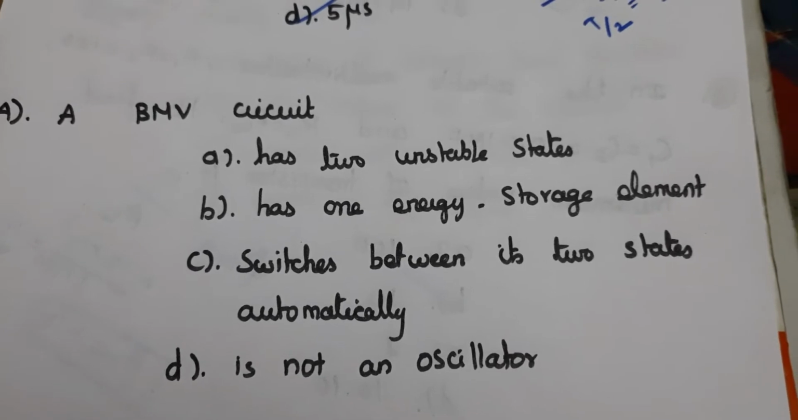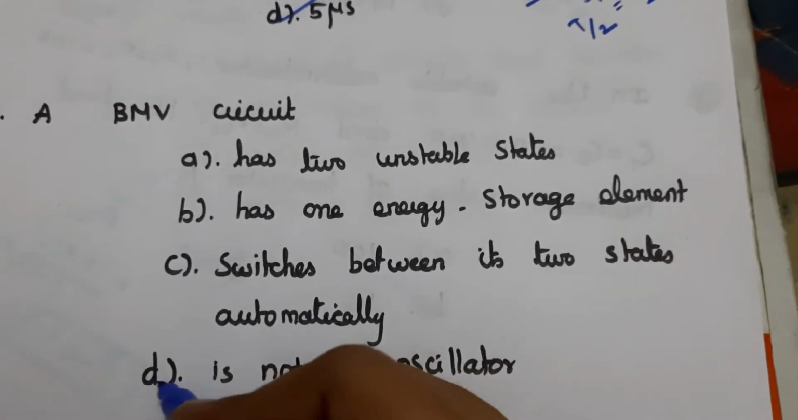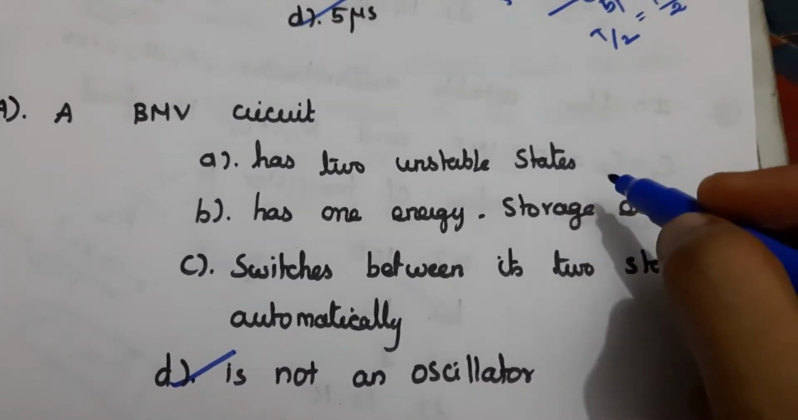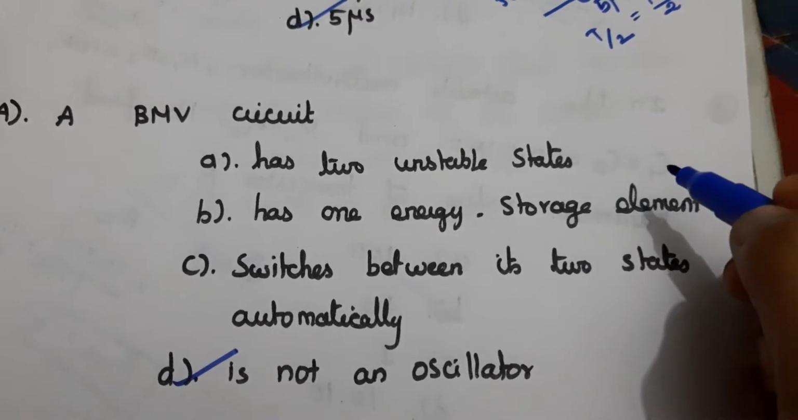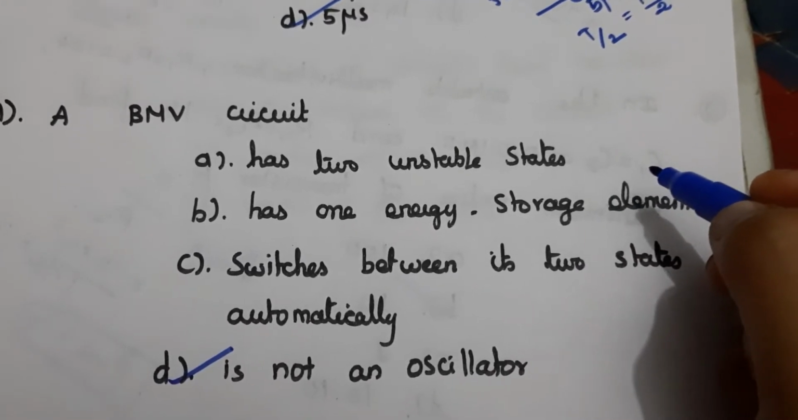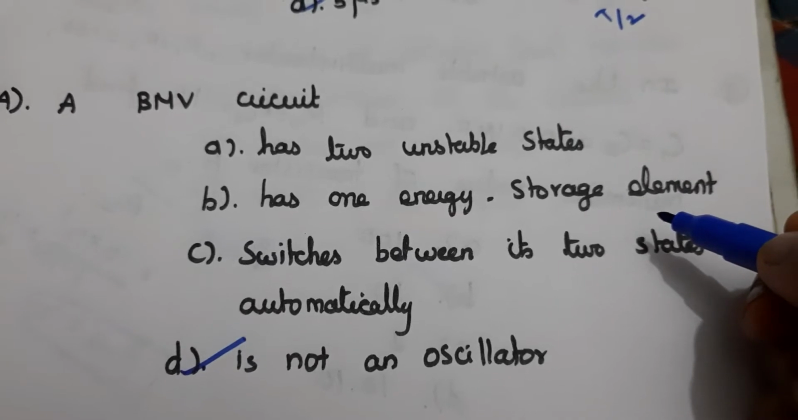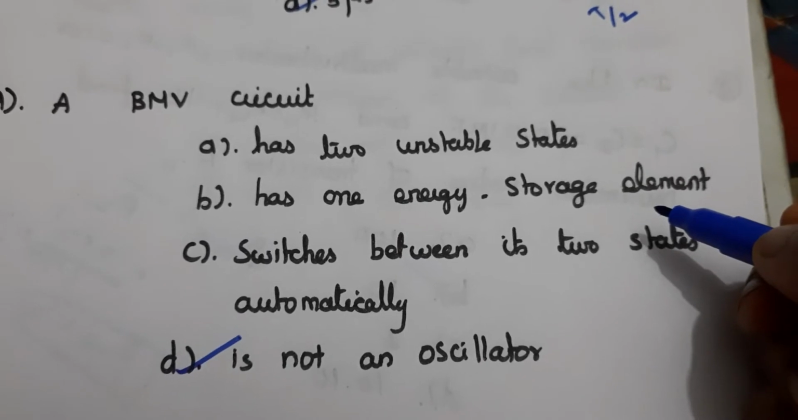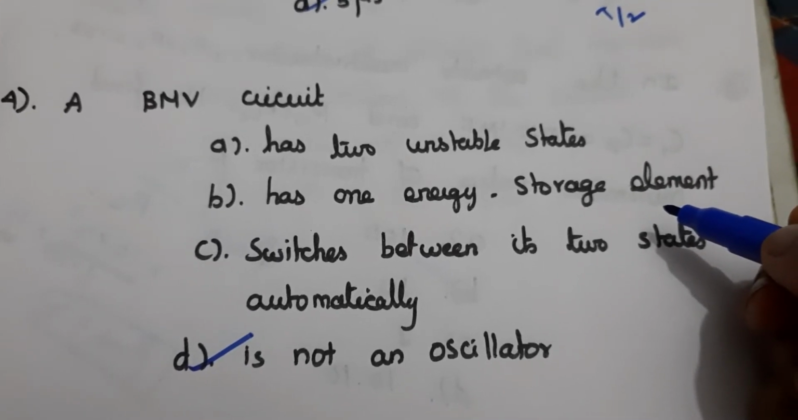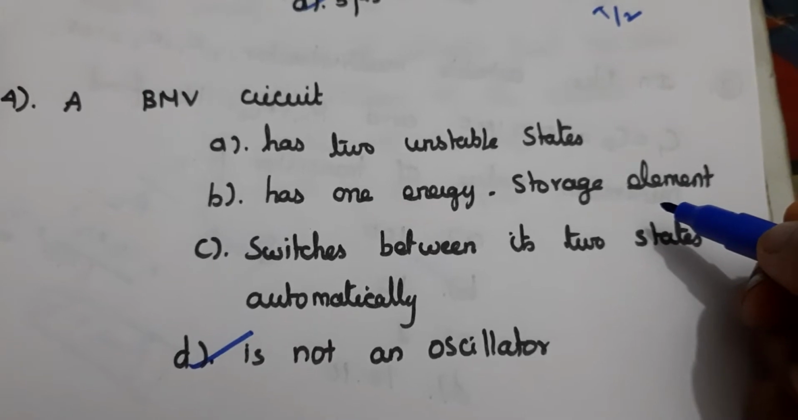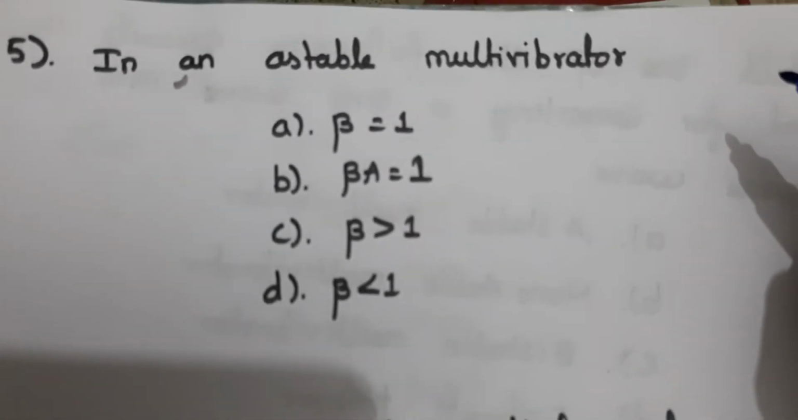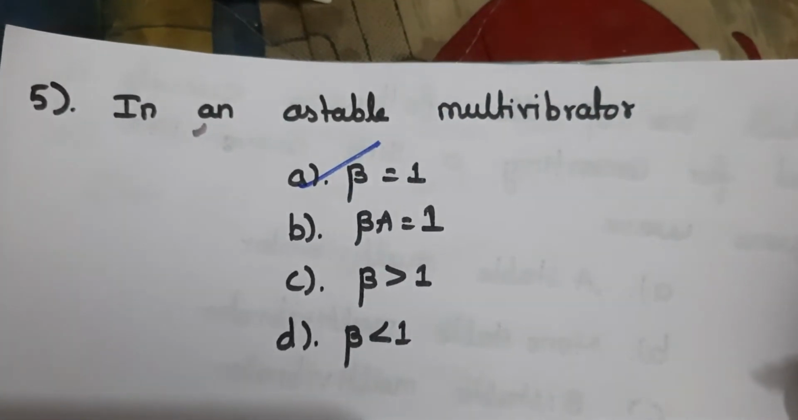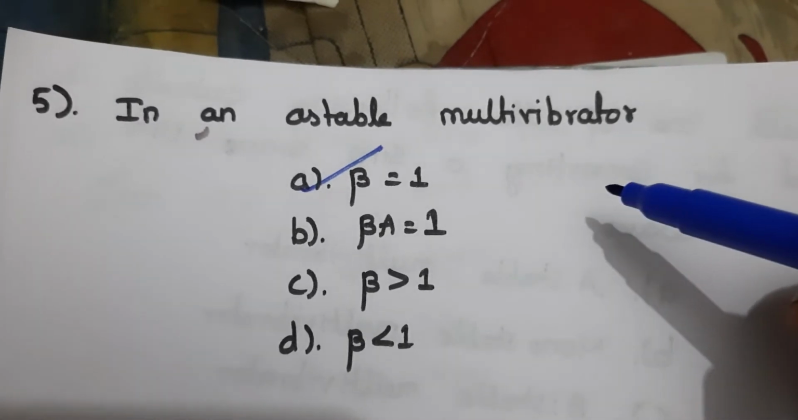Fourth question, a bistable multivibrator circuit is not an oscillator. So here the answer is D. This bistable multivibrator has two stable states, so the first option is wrong. It requires an external trigger, and only then can it switch from one state to another. It cannot go automatically. So here the correct one is D. The bistable multivibrator is not an oscillator. Fifth question, in an astable multivibrator beta is equal to 1. So here the answer is A. In an astable multivibrator the beta value is equal to 1.